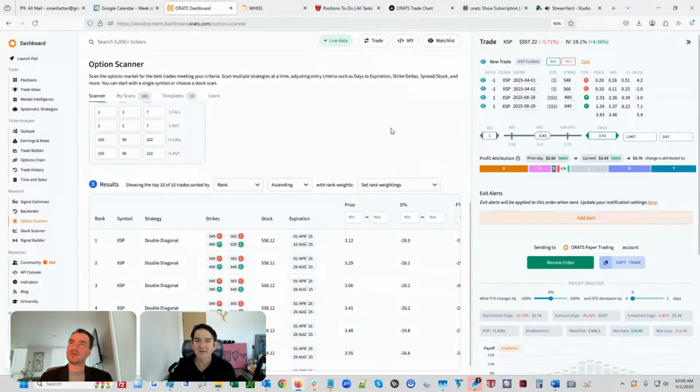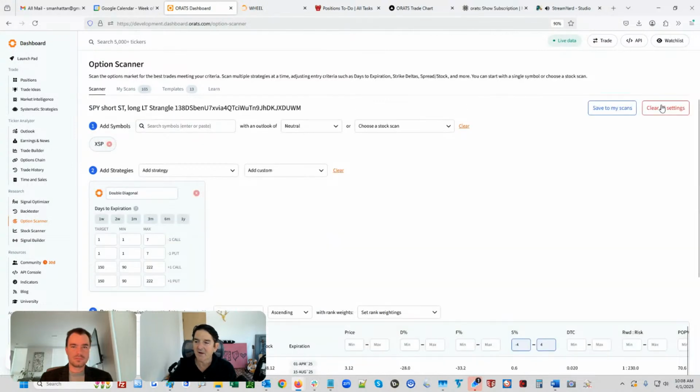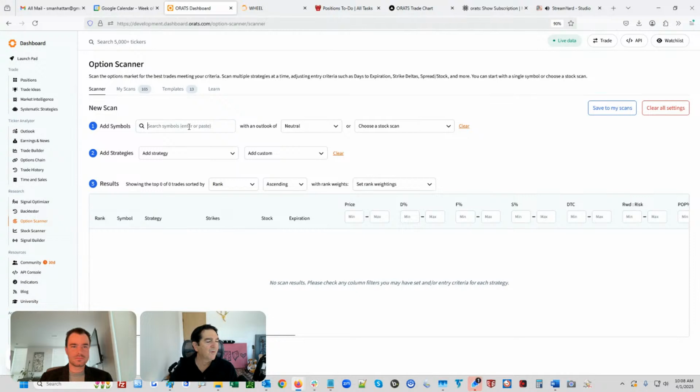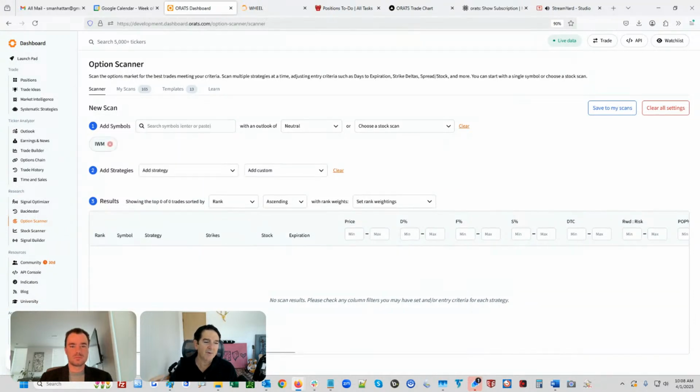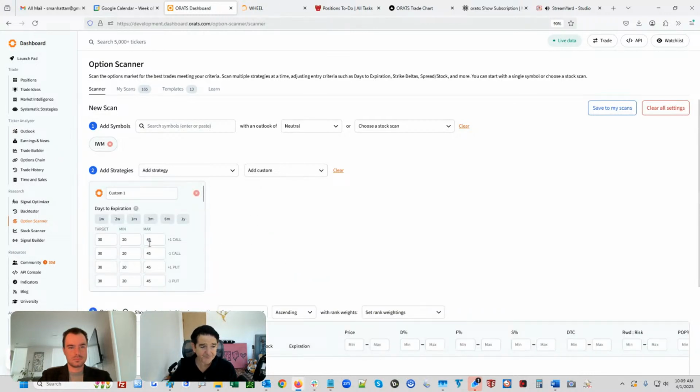So that's the theory. That's one form, but let's just clear all the settings here, and we'll just do it on a typical IWM. We have strategies, but we don't have that double diagonal, and kind of the reason is people like to do their own double diagonals. So let's see if we could try to figure out how to do this. So this is our scanner. Later on, we're going to go in and look at the backtester and see how to set those up. But let's go in the scanner first.